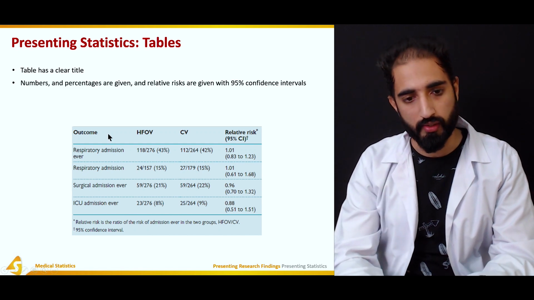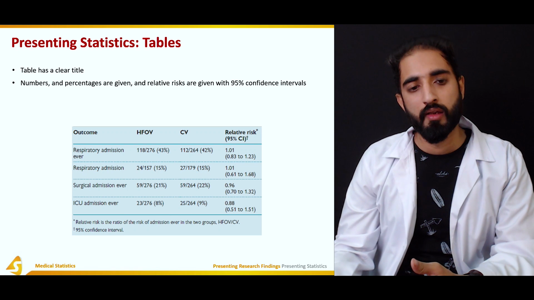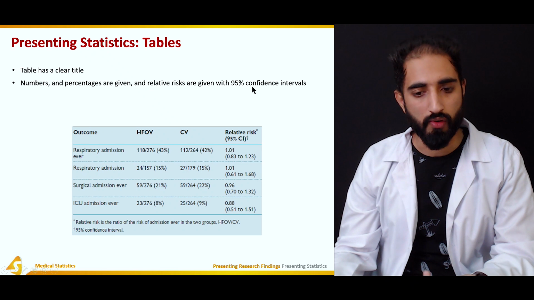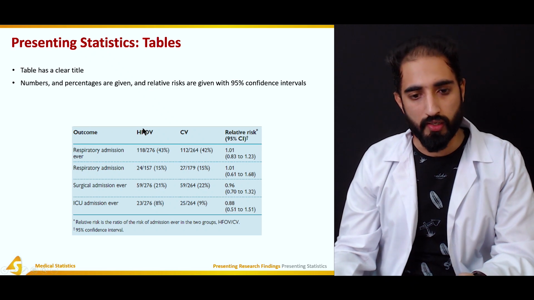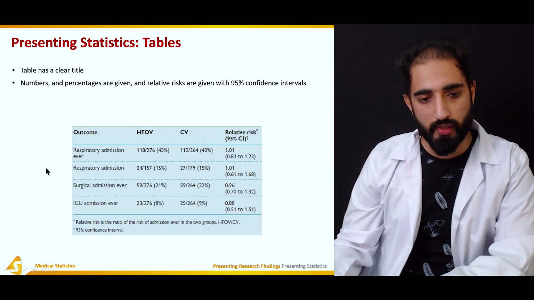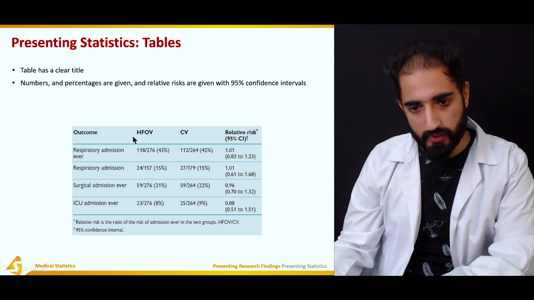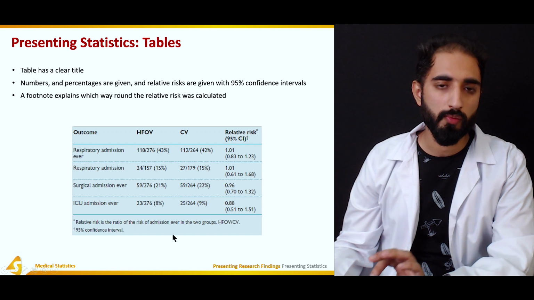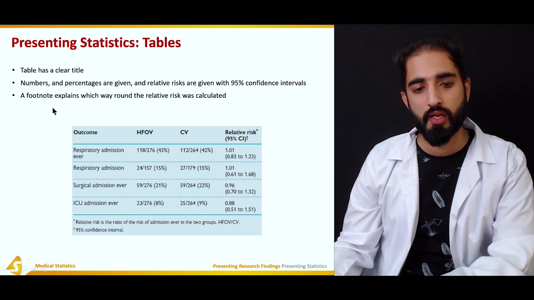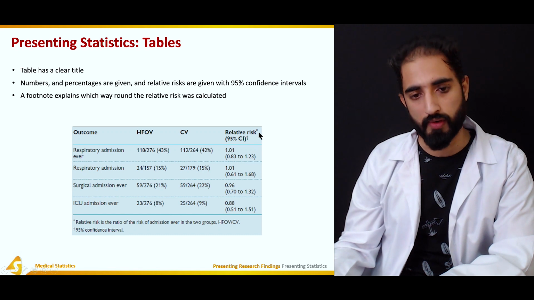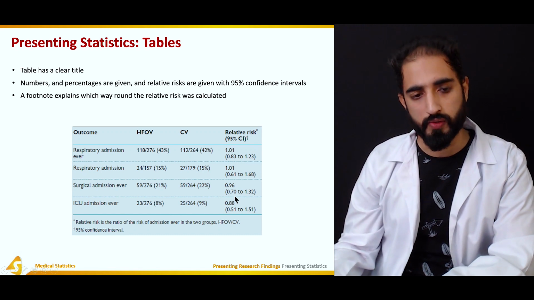So, presenting statistics in tables: here we can see that this table has a clear title, and the numbers and percentages are given, and relative risks are given with 95% confidence intervals. Here is the total number along with percentages. We have variables mentioned in columns as well as in rows. There's also a footnote, which can explain which way around the relative risk was calculated. Sometimes we use asterisks and footnotes for p-values if we do not mention p-values in the tables. So you can use footnotes for any purpose.